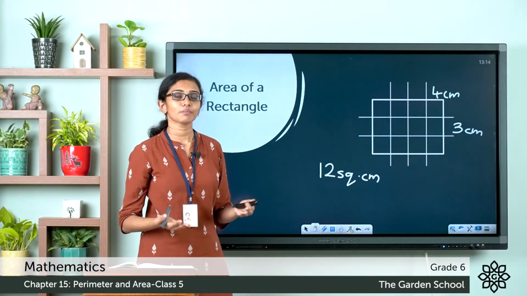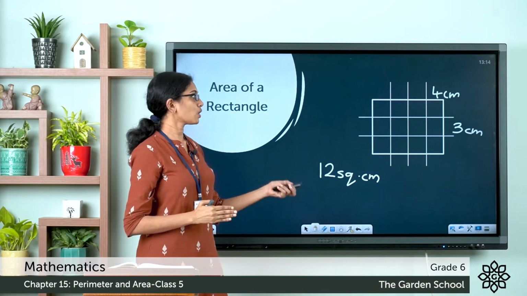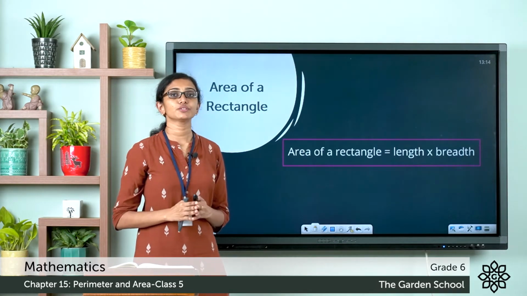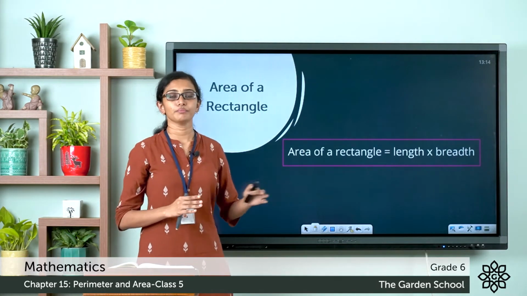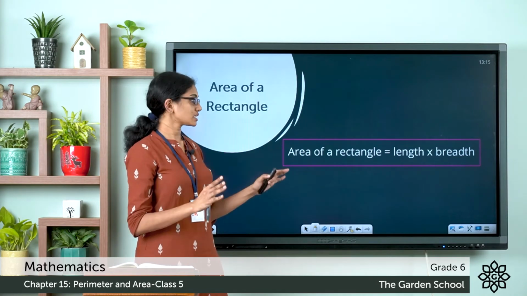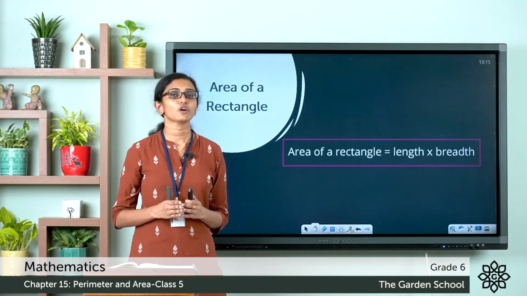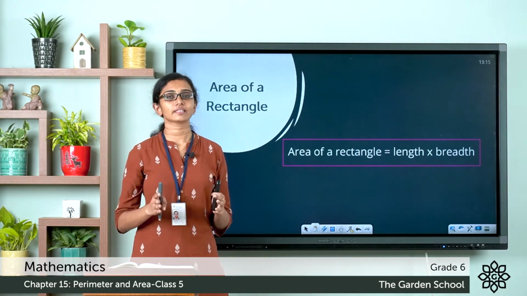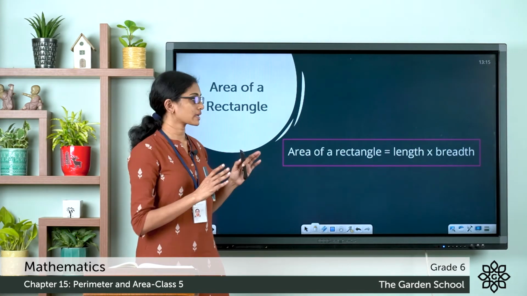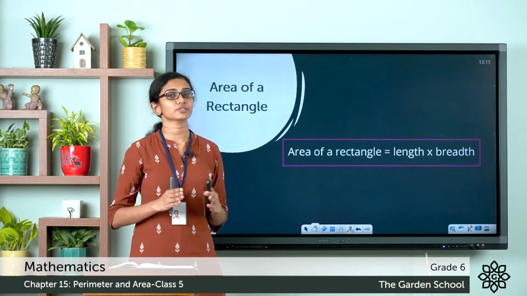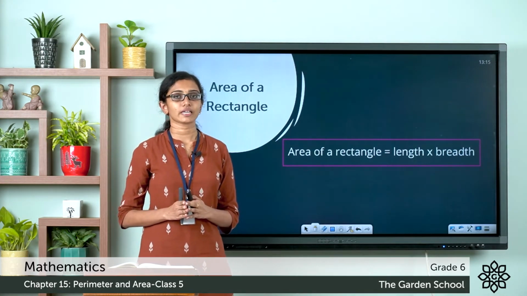So with this example, we can conclude that the area of a rectangle is equal to its length into breadth. So this is the formula for finding the area of any given rectangle. Area of the rectangle is equal to length into breadth. You have to make a note of this formula and you can use this in calculating the area of rectangles.